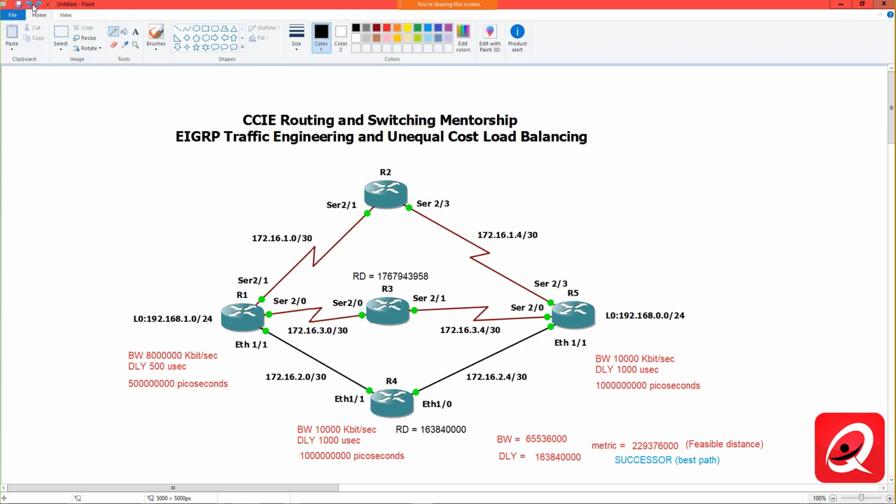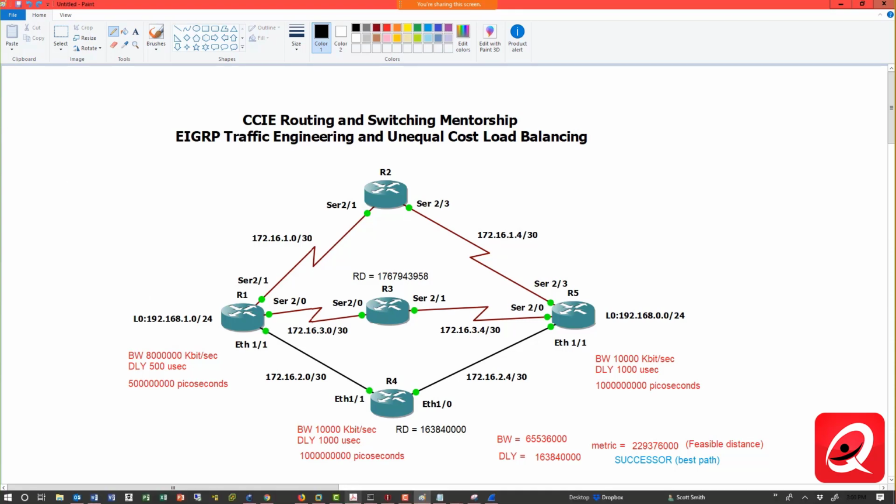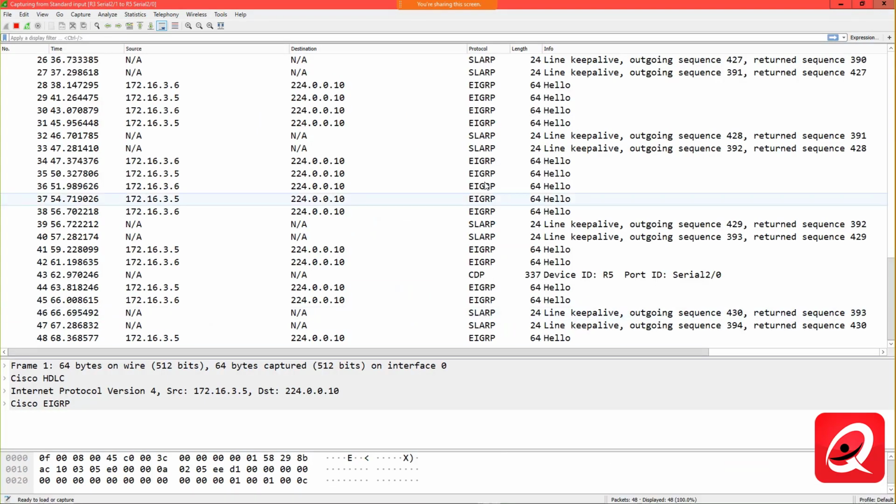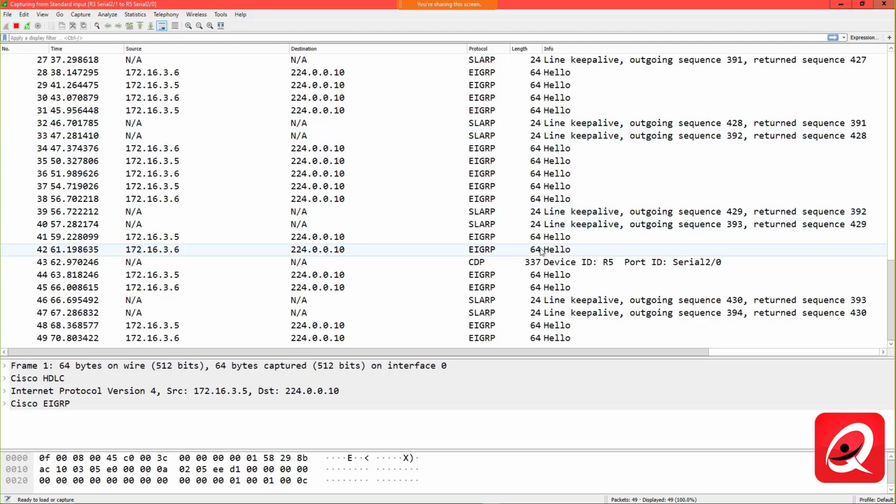So we're adding essentially additional time that's required in order for router 5 to converge and identify that in fact that path is usable. So we've got our hello packets.